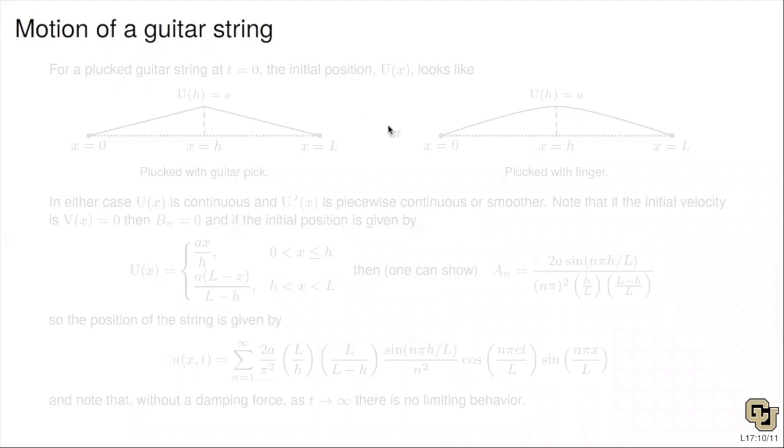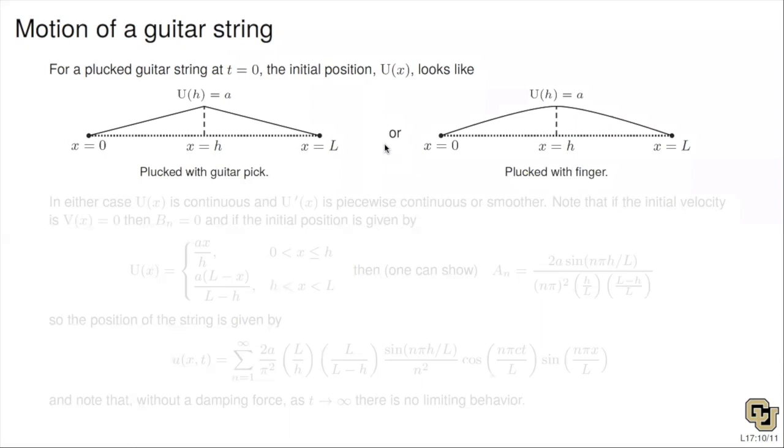Okay, so here we're looking at this theoretical guitar string. I'm assuming it's just fixed at the ends here, 0 to L. It's a very simple string setup. And here we have an initial position where we're going to pluck the guitar string either with our finger or with a guitar pick. And here we're going to assume the initial velocity is 0.